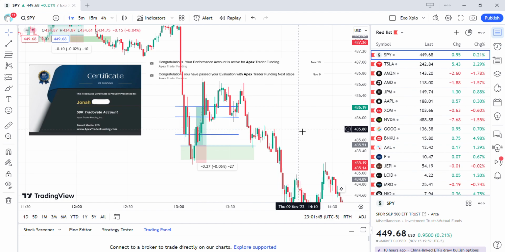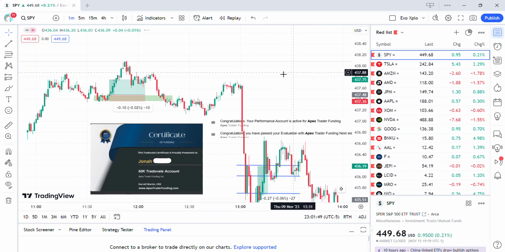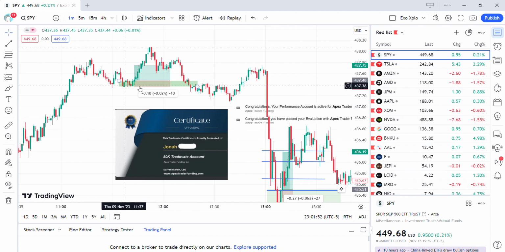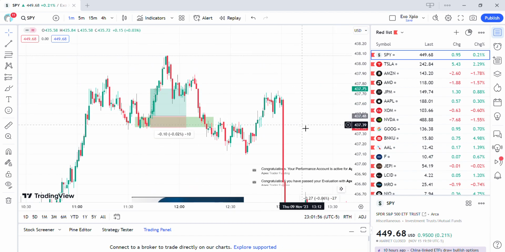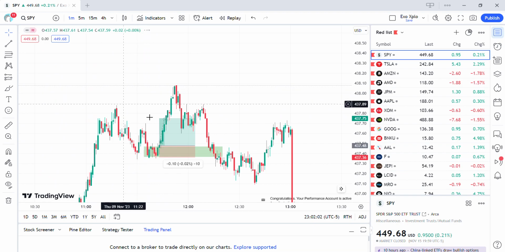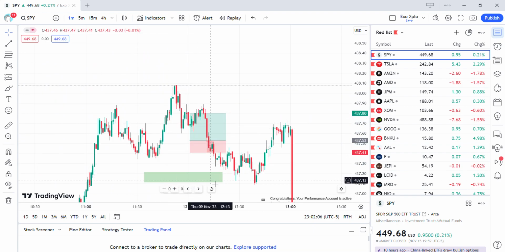So, for an entry, we want our big red move down. Doesn't always have to be huge. This time, in this trade, we just got a more minor pullback, but a pullback nonetheless. And then we're trying to find consolidation. So we're waiting till, let me move these out of the way, till we see some support and some resistance.